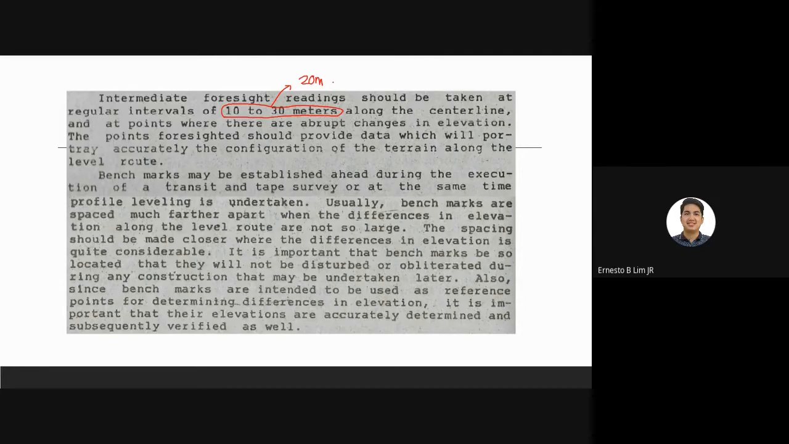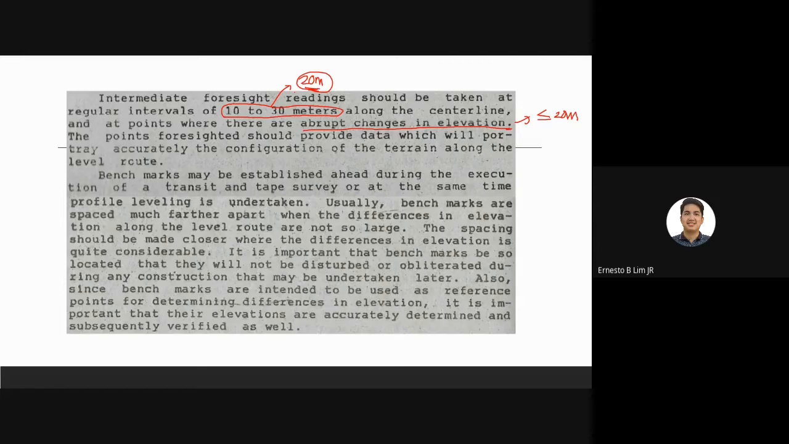Then there are circumstances where you will not be using the 20-meter interval. That is due to abrupt changes of elevation. So there might be possibilities that your interval is less than or equal to 20 meters if you decided to have a full station of 20 meters. Okay? Then benchmarks may be established ahead during the execution of a transit and tape survey, or at the same time profile leveling is undertaken.